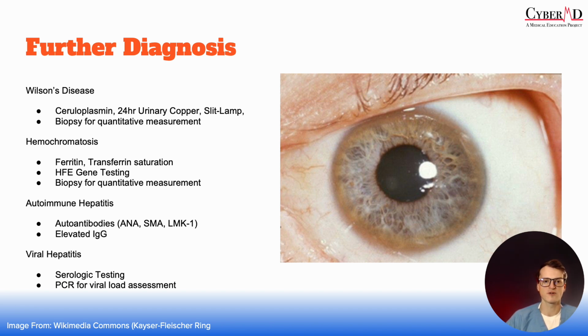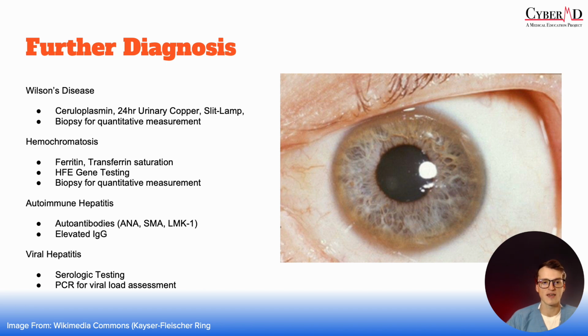Because each cause of cirrhosis has specific diagnostic tests that may help, we should talk about each of those separately. Starting with Wilson's disease, again, that genetic disorder leading to copper accumulation. So we can measure serum ceruloplasmin, and we can perform 24-hour urinary copper tests. So a low ceruloplasmin and a high urinary copper are indicative of Wilson's disease.